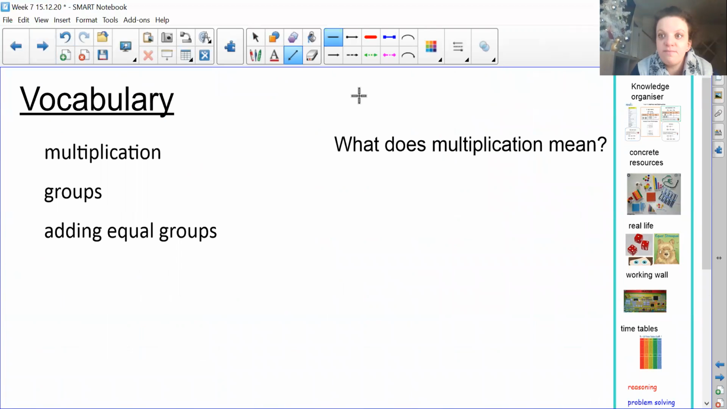So what does multiplication mean? It means lots of, groups of, and they're equal groups. So it means we're getting lots of the same number in a group. Okay, so lots of or groups of, that's what multiplication means. So when you don't want to write those words, that's when you can use the multiplication sign.